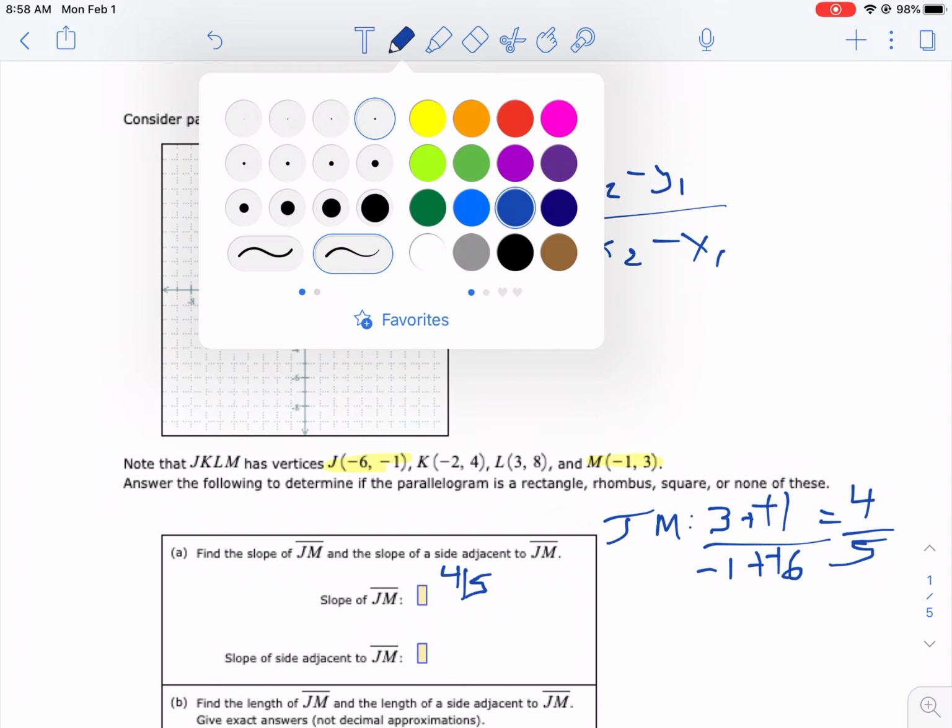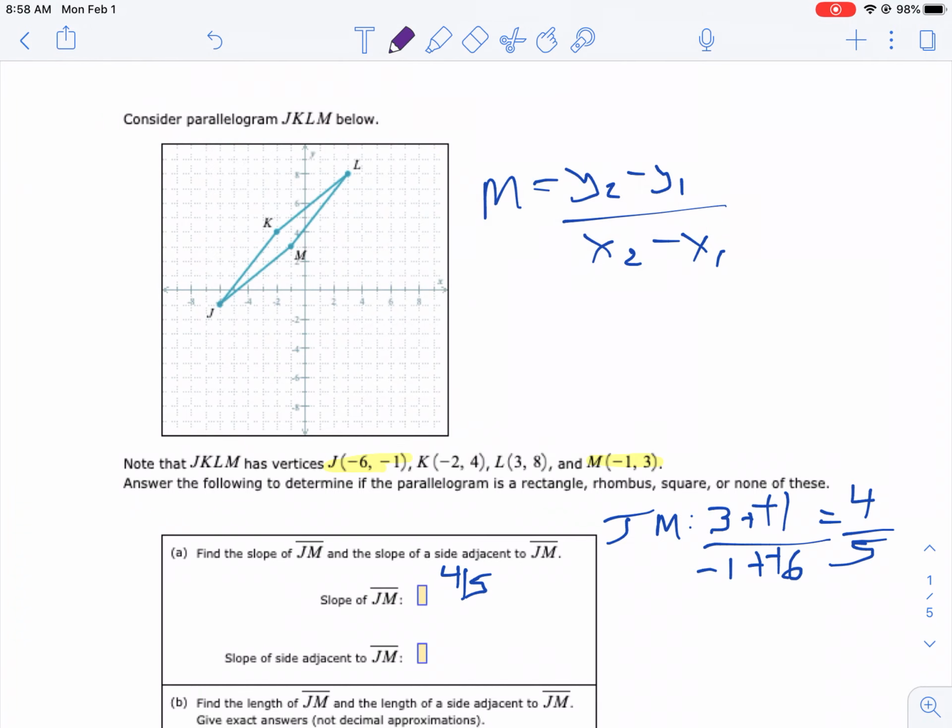I'll switch colors here, and let's find the slope of a line adjacent to JM. Well, adjacent means next to. So what line is next to JM? You could have chosen JK or ML. Either one is correct. I'm going to go with J and K. So I'm going to highlight J and K. We're going to do the same thing. I'm going to use a different color here just to make sure we see that.